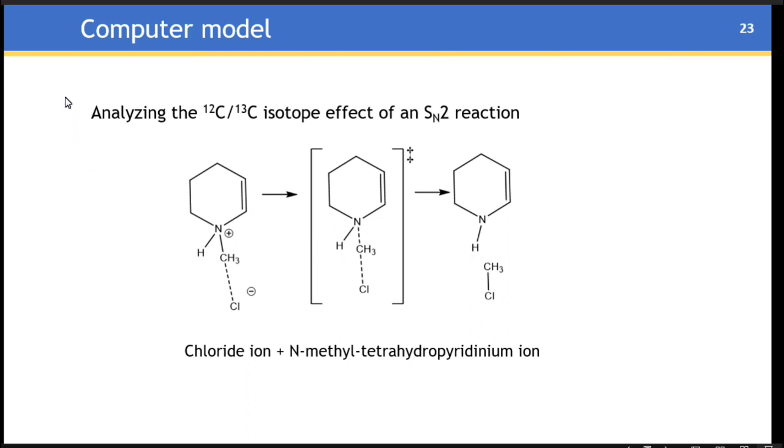Taking a closer look at what exactly a 12 to 13 isotope effect is, we look at the energetics of a simpler example here. This is an SN2 reaction between chloride ion and a protonated methyl compound, similar to the reactant that we've seen. Of course, this would start to form a bond and transfer the methyl to carbon via the transition state. This is a symbol for a transition state, to give the final product.